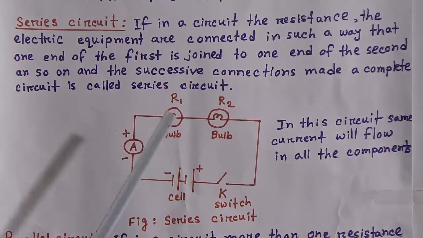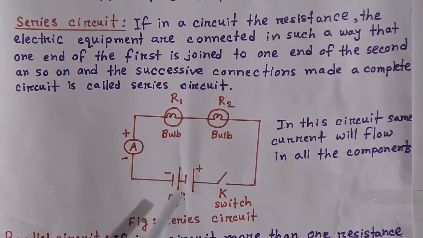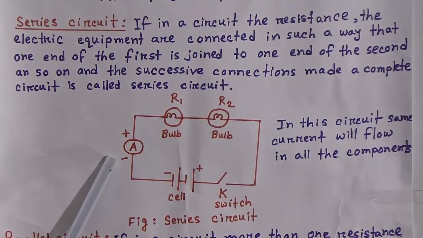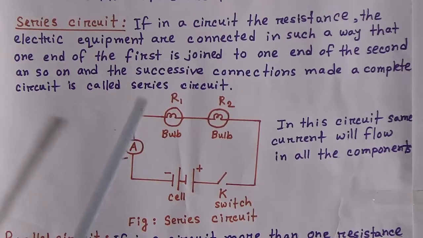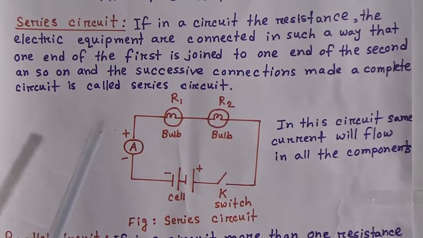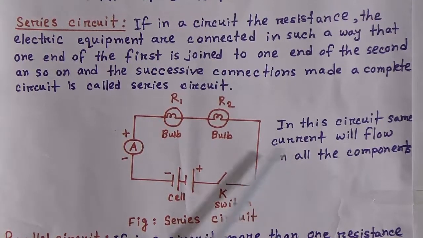Let's see the figure. There is an ammeter, there is the first resistance R1, there is the second resistance R2, and there is a battery or cell. There is a key or switch. You have to understand, students, that the negative side of the ammeter will always be connected with the negative side of the battery, and if we connect the positive side, you have to connect it with the positive side of the battery. In this series circuit, the same current will flow in all the components.